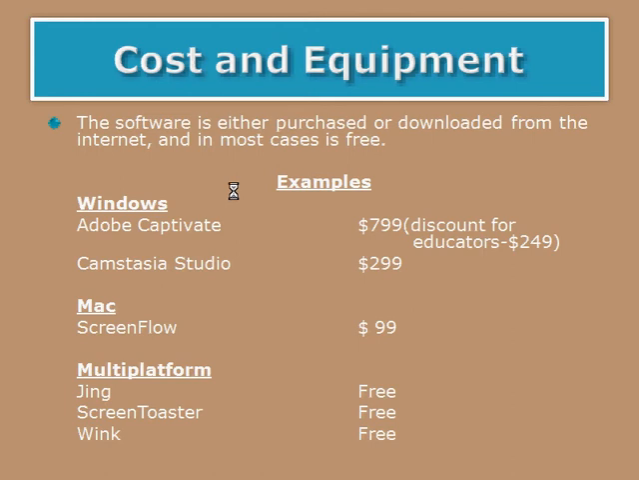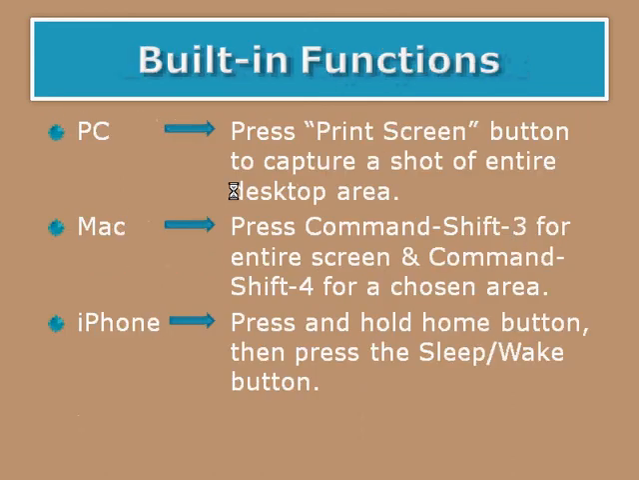There's also a built-in function that you may not know about. On the PCs, you can press the print screen button and it'll capture a shot of your entire desktop area. On the Mac, you can press Command-Shift-3 for a shot of the entire screen, or Command-Shift-4 for just a chosen area. And even on the iPhone, you can press and hold the home button and then press the sleep/wake button to capture a shot. These are just pictures or just shots of what you see on your screen.